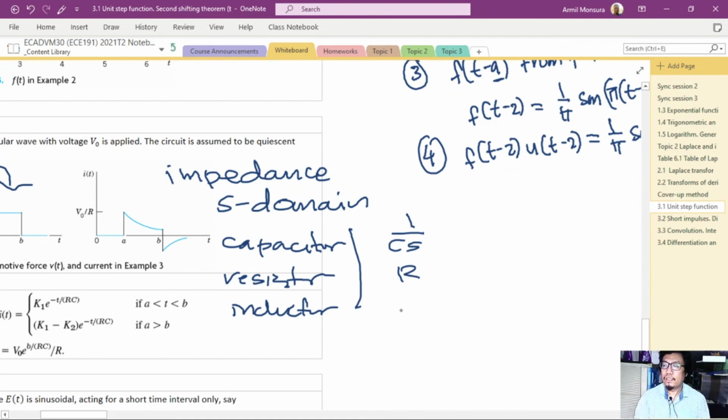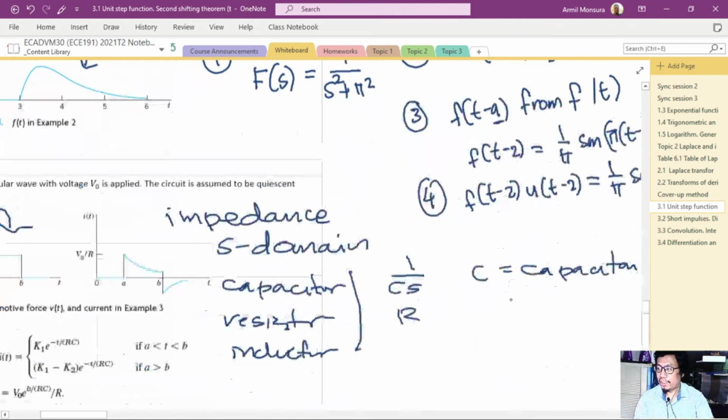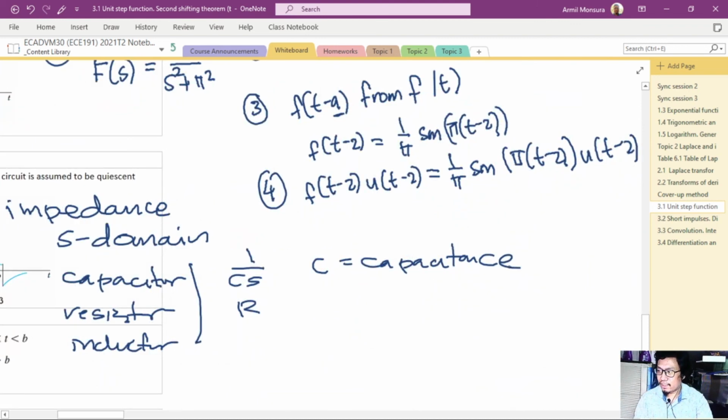We call C the capacitance. In your circuit analysis, capacitance is defined as the ability of your capacitor to store electrical energy in the form of an electrostatic field. So that's capacitance.